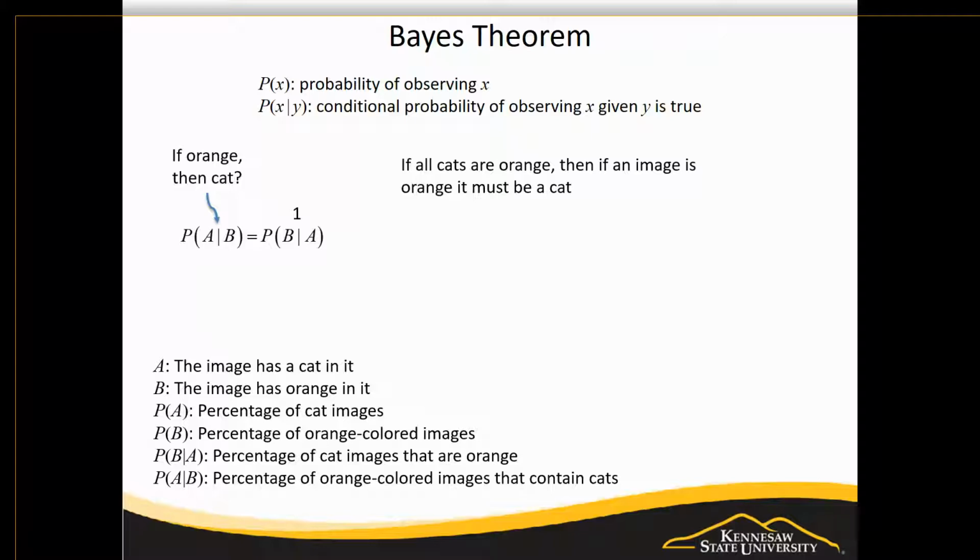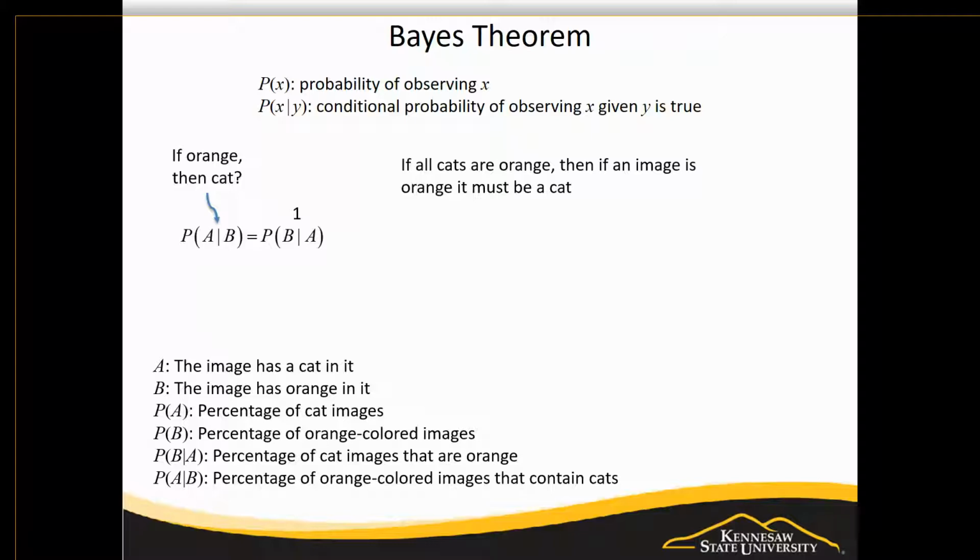You can derive it from probabilities and all of the identities and different properties of probabilities, but I don't want to go there. Okay, but let's say somebody comes and says, well, if all cats are orange, then if an image is orange, it must be a cat. Okay, and that's basically saying that those two conditional probabilities are the same. So this guy here is, if how many cats are orange? And this is saying how many orange images are cats. And so someone might make this statement, well, if all cats are orange, then if an image is orange, it must be a cat. Okay, now there's a problem with that statement.